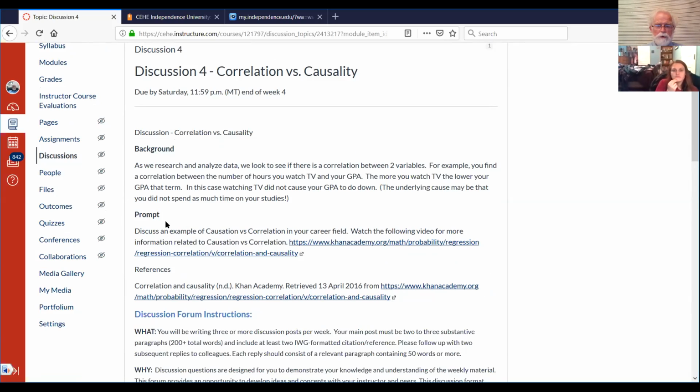For example, you find a correlation between the number of hours you watch TV and your GPA. The more you watch TV, the lower your GPA that term. In this case, watching TV did not really cause your GPA to drop. It was the fact that you weren't doing your studies.